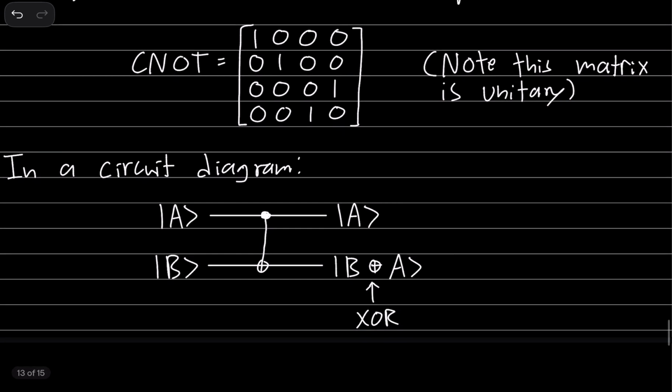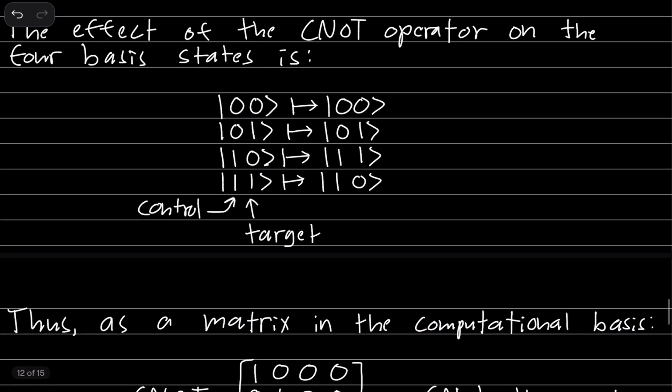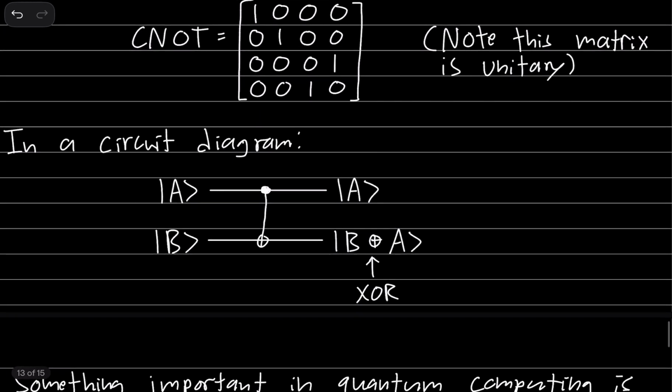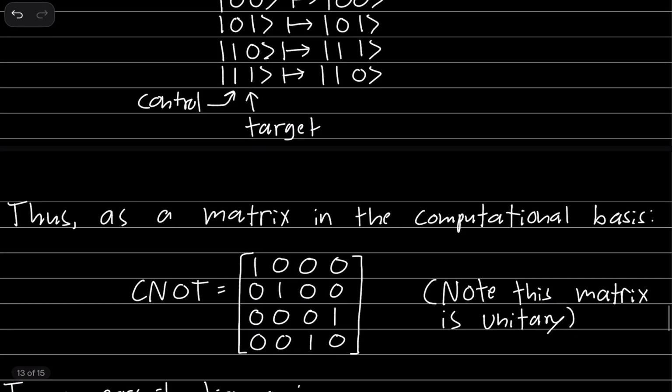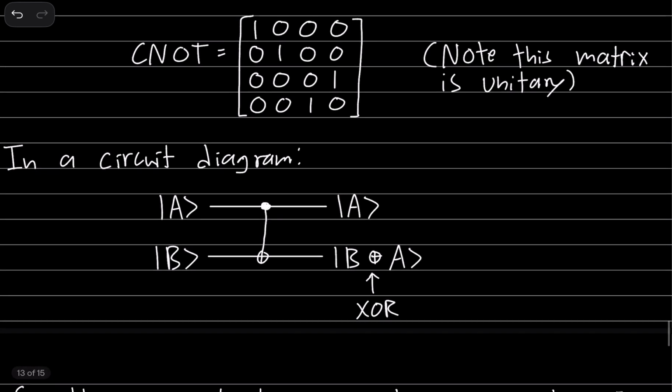In a circuit diagram, this is what the CNOT gate looks like. So A would be your control, B would be your target, and you would end up with this state here, right, on the right side. This is just an XOR. So if you go back here, you can just XOR these bits. You'll see that you do get the equivalent outputs.